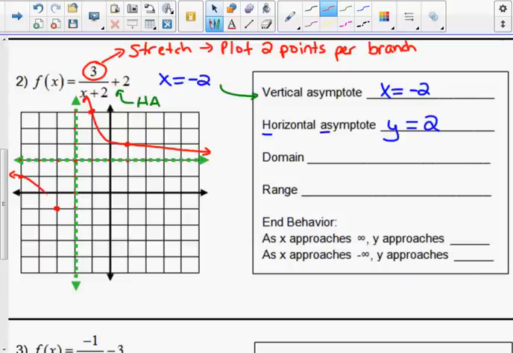Now I'm going to connect these two towards the asymptotes. Now we don't want any of these extra points in here, so I'm going to erase them. And the curve is complete.